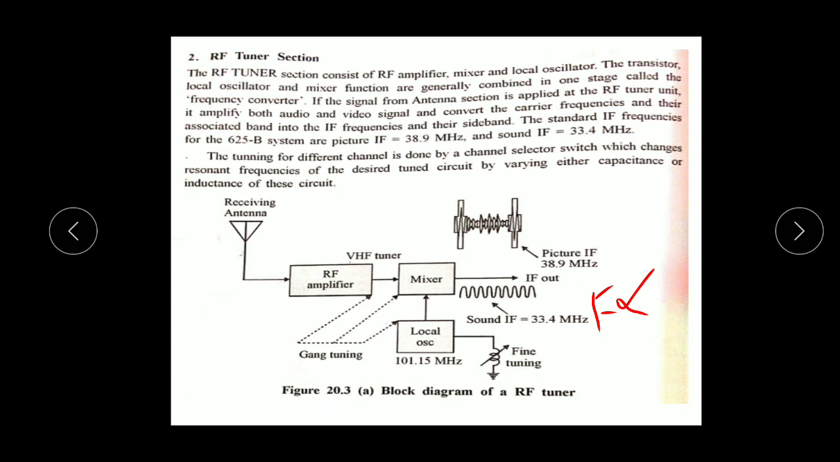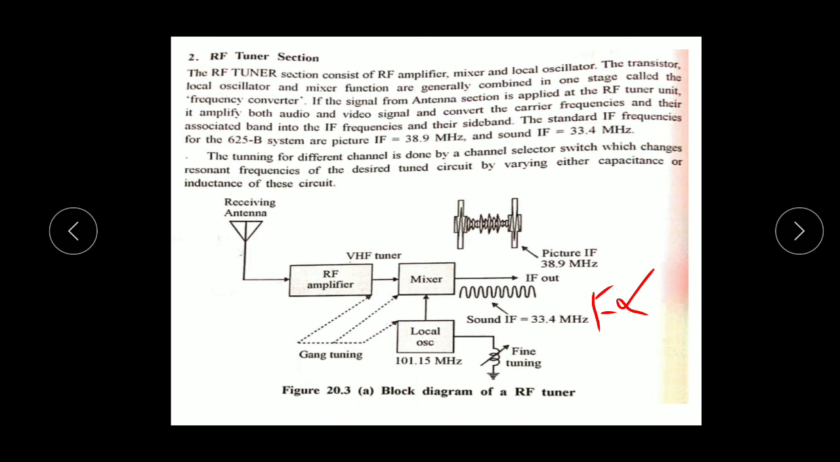So this is the RF receiving antenna. After receiving the signal, we send this signal to the RF amplifier, which amplifies the signal strength to a particular level. Then gain tuning circuits are used for selecting the TV channels. Then we send the signal to the mixer, and we set the local oscillator frequency such that the output IF frequency is constant.